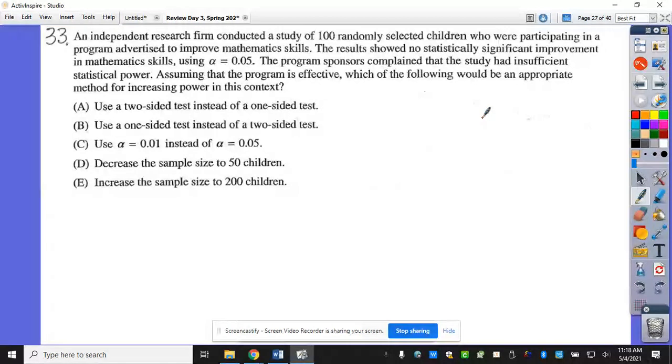Okay, so an independent firm did a study of 100 children with math scores. The results showed no statistically significant improvement using alpha equals 0.05. The program sponsors complained that the study had insufficient statistical power. Assuming that the program is effective, which of the following would be an appropriate method for increasing power in this context?